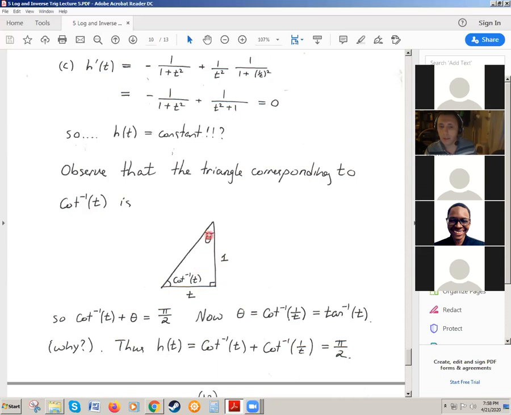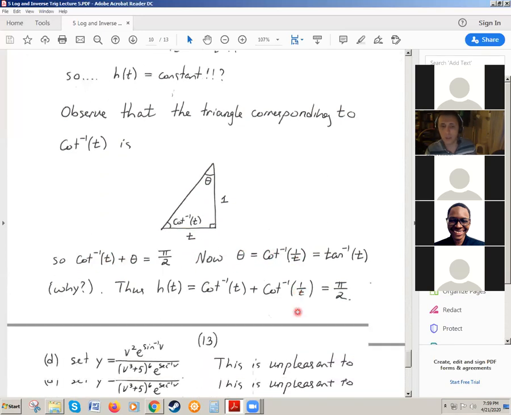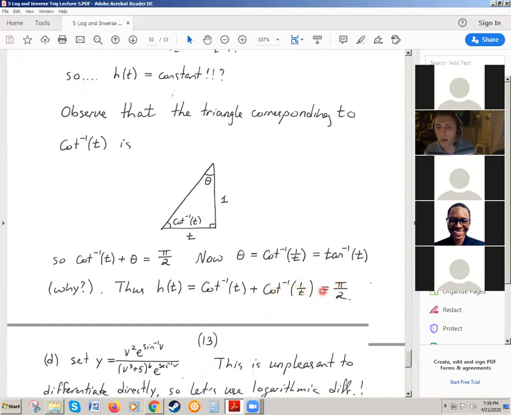Do you agree? Do you understand why? Because I can describe this angle in terms of cotangent inverse by looking at the ratio: adjacent to this angle over opposite is 1 over t. So cotangent inverse of 1 over t is this theta. But what do I know about the sum of those angles? This is 90 degrees or pi over 2, so this must also be pi over 2. So I know that cotangent inverse of t plus theta is equal to pi over 2. Geometrically, cotangent inverse of t plus cotangent inverse of 1 over t equals pi over 2.